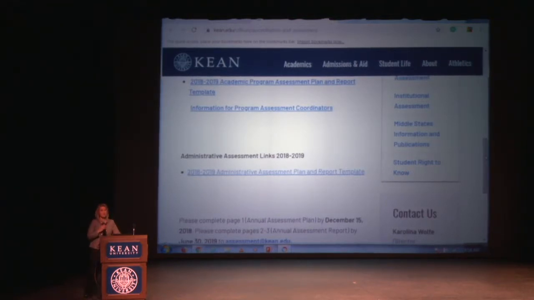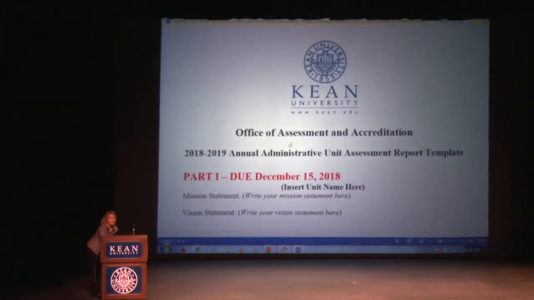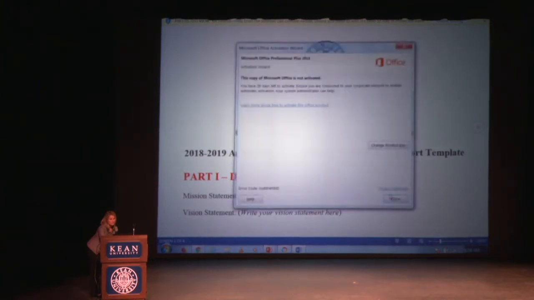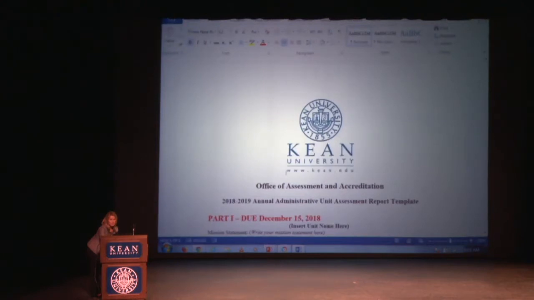We will have a very similar system, as I had mentioned, on the administrative side. So you will find right under this information for academic program, information for administrative program assessment coordinators. So if I can open the template and very quickly show you what I keep talking about. Lots of pop-up messages. I hope I don't break this computer.